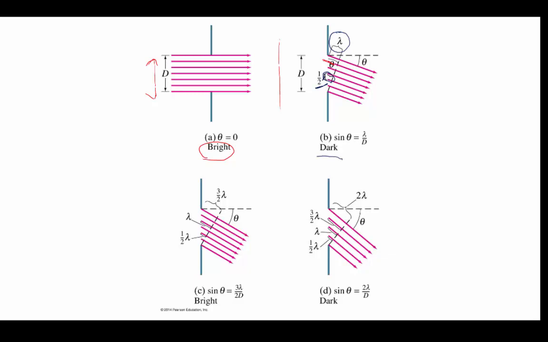Then when the theta results in a wavelength difference of 3/2 lambda, it will again be bright. When the angle results in a difference of 2 lambda, you will again have a dark spot. So you can see that it varies back and forth between bright, dark, bright, dark, bright, dark, where theta is 0, and the wavelength difference is lambda, 3/2 lambda, or 2 lambda.